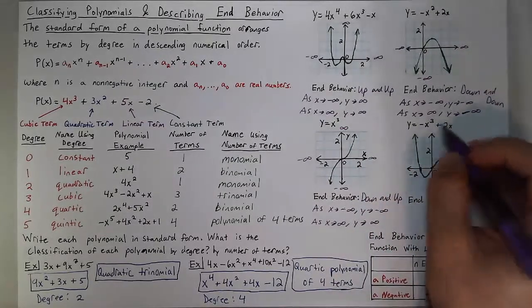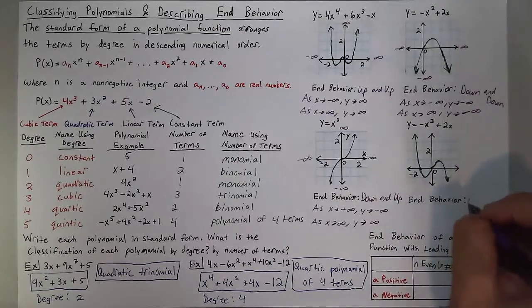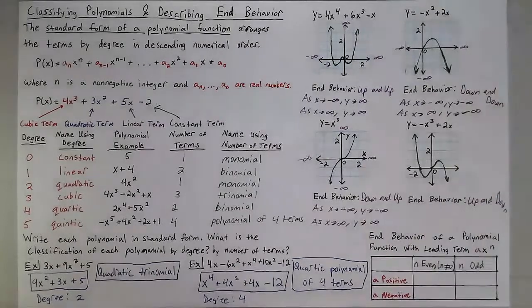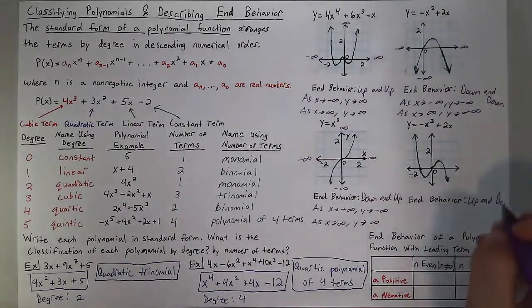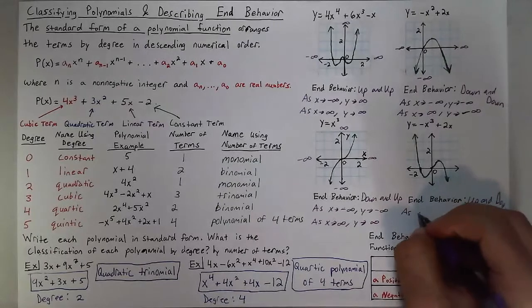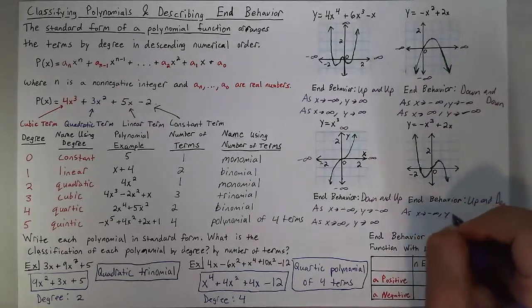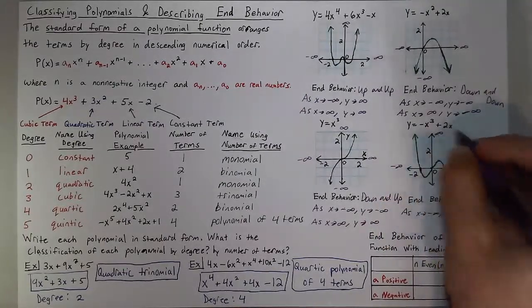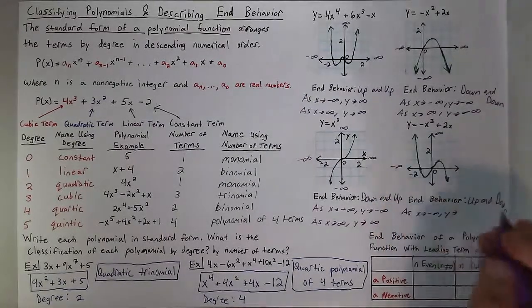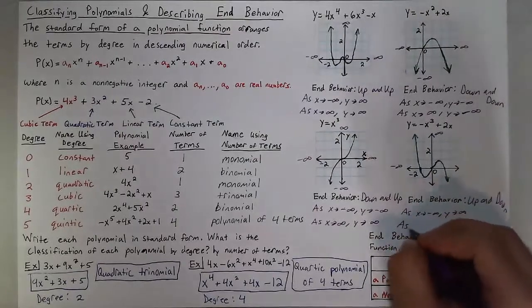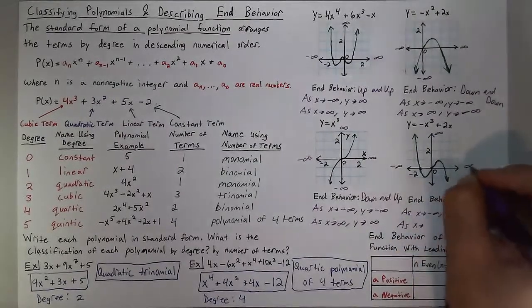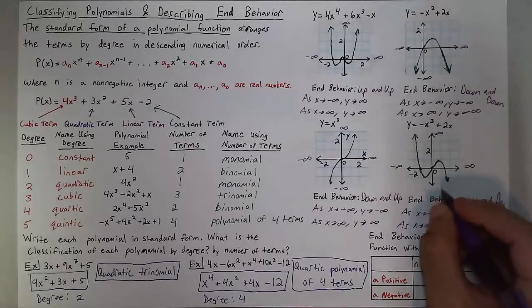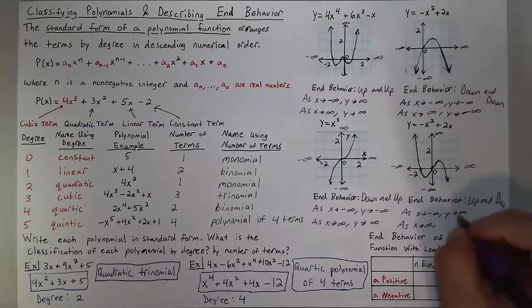We'll see that happen on the right here as well with negative x cubed plus 2x. We'll see here that it goes up to the left and down to the right. So as x goes towards negative infinity, y goes towards positive infinity, as you see here. So as I go left, the y values go up. And as x goes towards positive infinity, the right, the y values go down towards negative infinity.